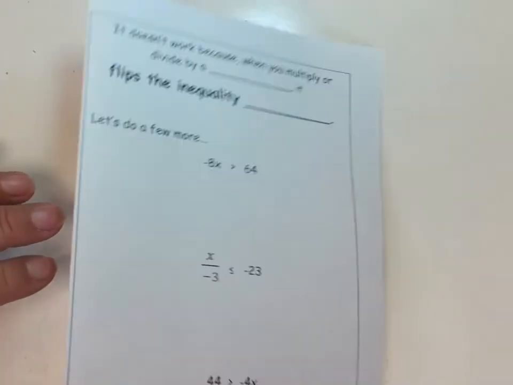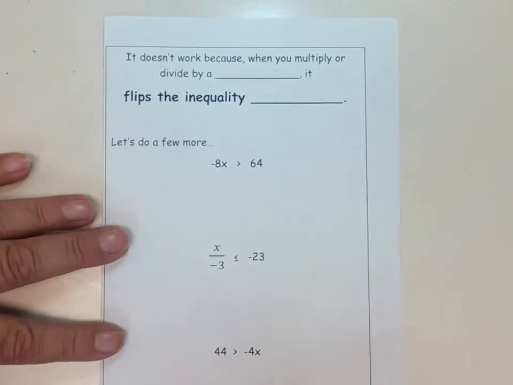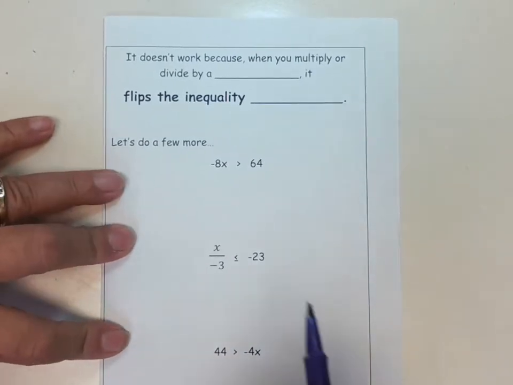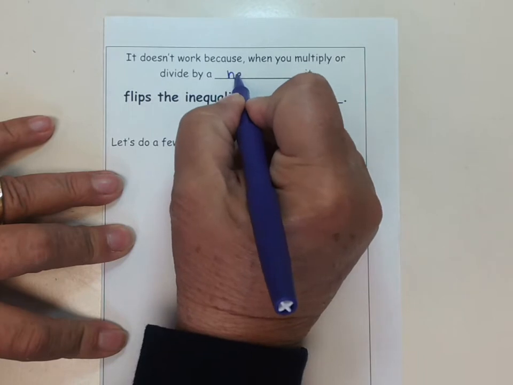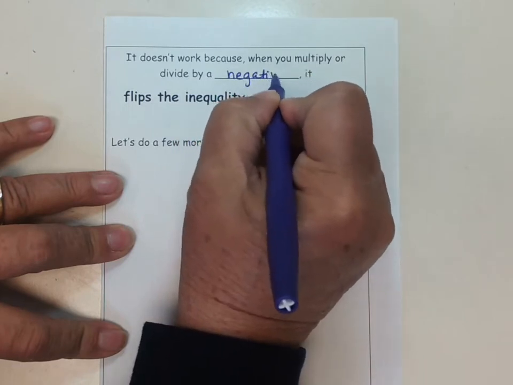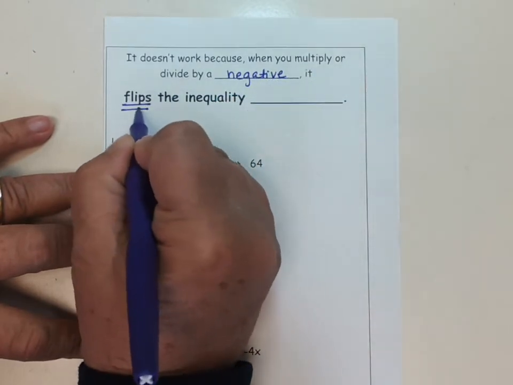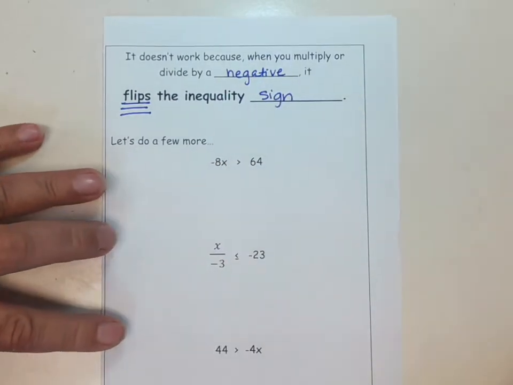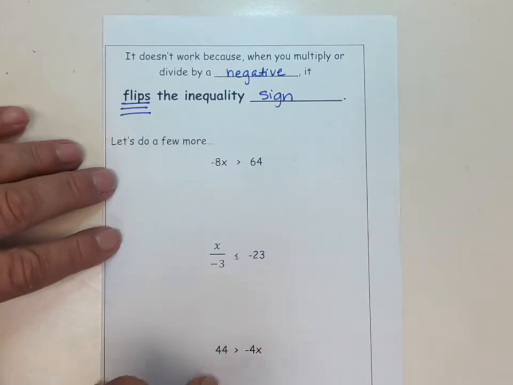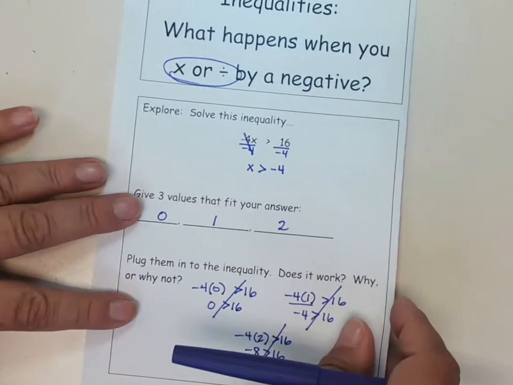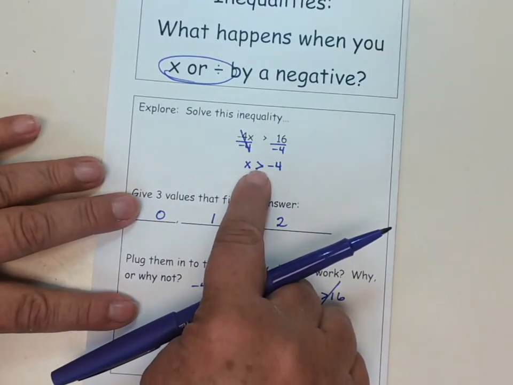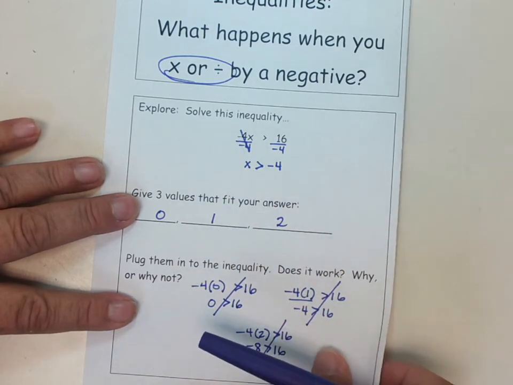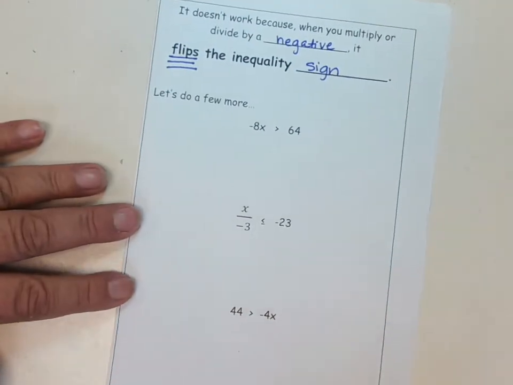Well, it doesn't work because when you multiply or divide by a negative, it flips the inequality sign. So to make it actually be true, we should have flipped that inequality sign around, and then we would be able to get numbers. Okay, so let's do that.